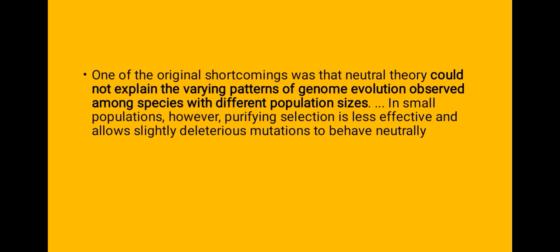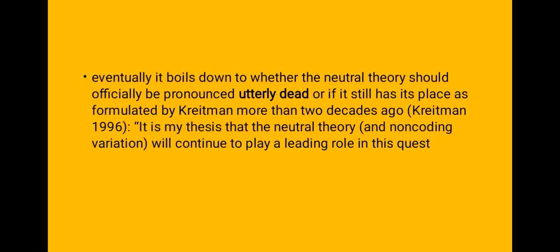One of the original shortcomings was that the neutral theory could not explain the varying patterns of genomic evolution observed among species with different population sizes. In small populations, however, purifying selection is less effective and allows slightly deleterious mutations to behave neutrally.